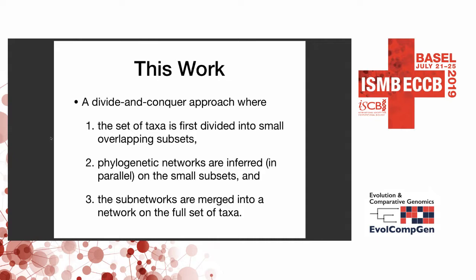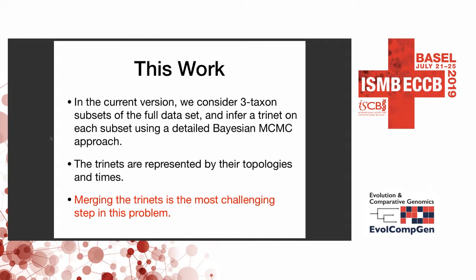In the current version, and this is not a limitation, we just chose it for this paper, we focus on all subsets of 3 taxa. So we look at the network with n taxa, divide it into all n choose 3 subsets, and infer what we call trinets, a network on 3 taxa. So if you have n taxa, you have n choose 3 trinets that you infer first. And these trinets are given by their topologies and times that are estimated from the sequence data directly.